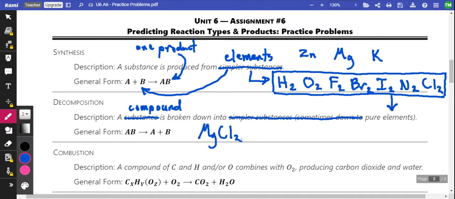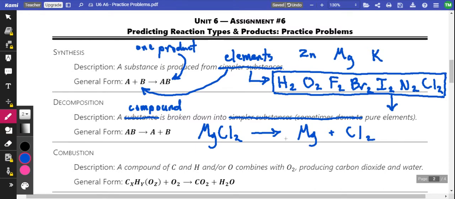Now again, if it's not one of the 7 diatomics, like zinc or magnesium, then it will just show up as that thing. So putting together, say, magnesium chloride, will break down into Mg as one element and Cl as an element. But Cl has to be a diatomic, so that's going to be Cl2.